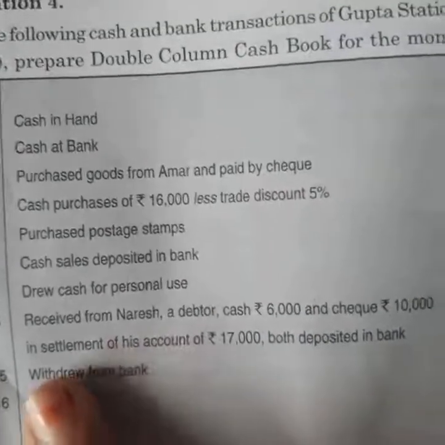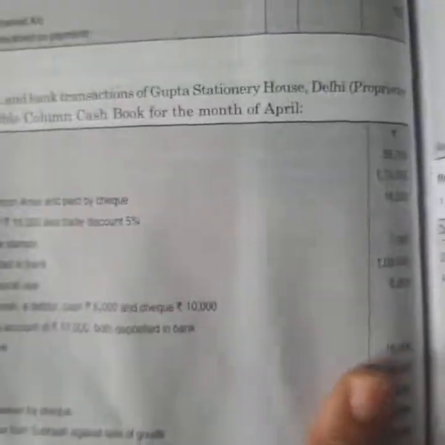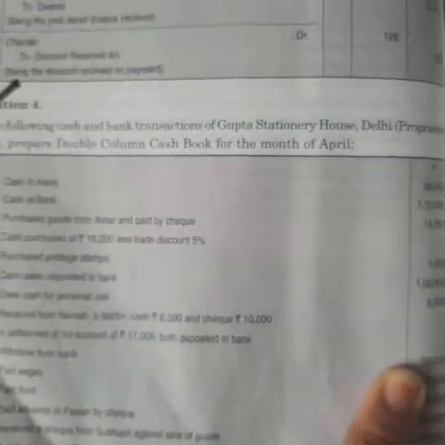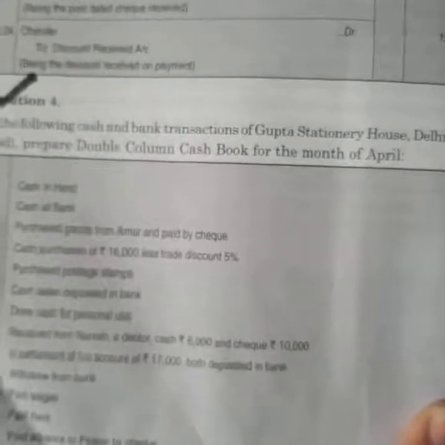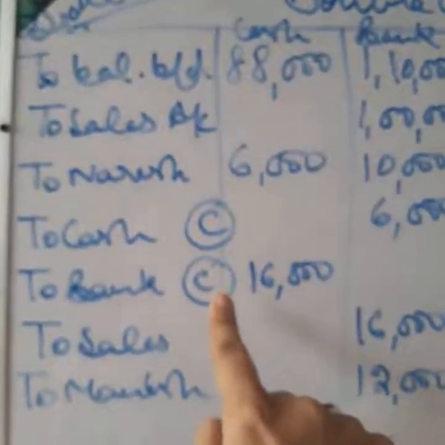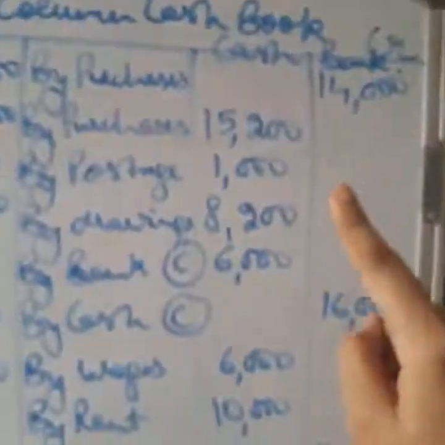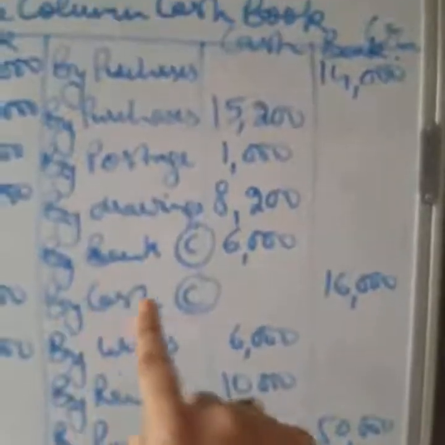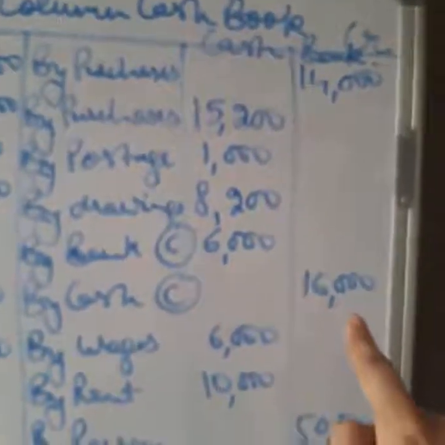Now next is withdrew from bank rupees 16,000. So the entry becomes cash debit to bank. So go to cash debit side, to bank 16,000. It's a contra entry. So we'll go to bank account, its credit side, we'll write "By cash 16,000."